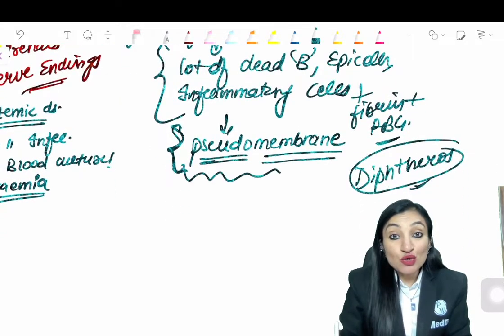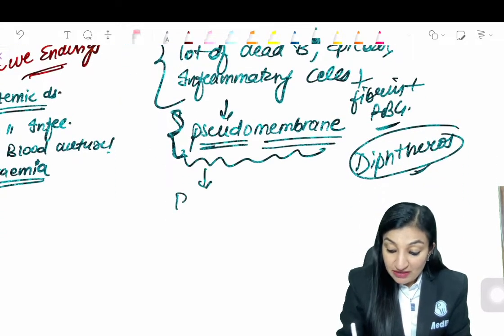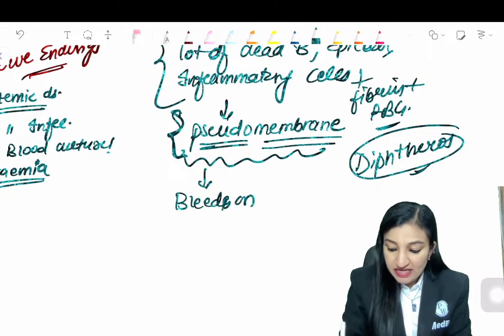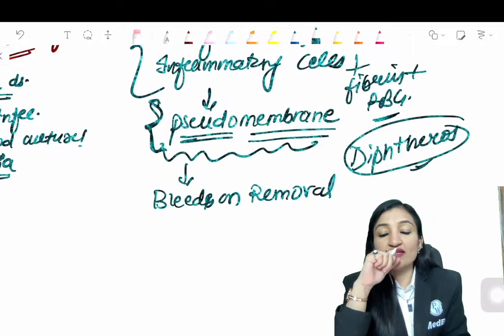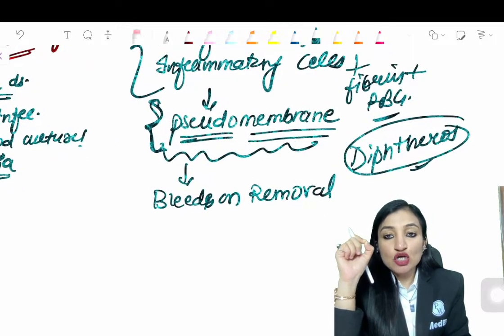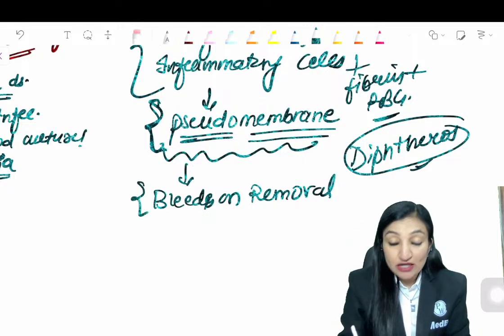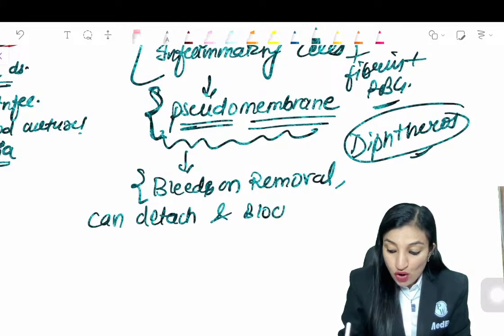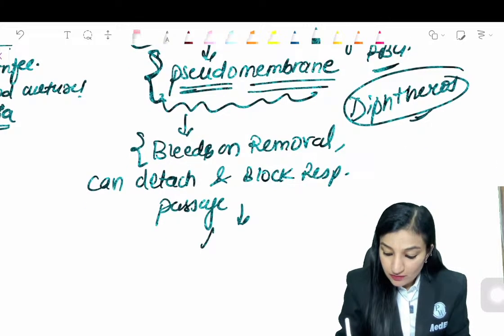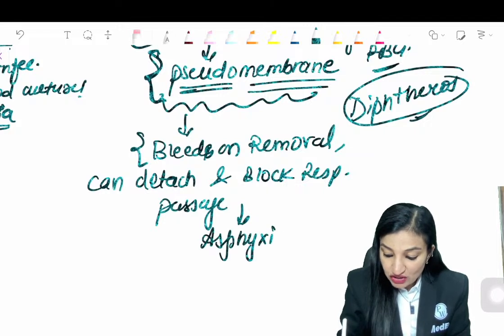Now, this pseudomembrane bleeds on removal. If you do the oral examination of someone and you see some membrane, and you are suspecting it to be a case of diphtheria, do not ever try to manipulate the membrane, because the membrane is going to bleed on removal, and if it detaches, it can block the respiratory passage, leading to asphyxia, and the patient can even die.